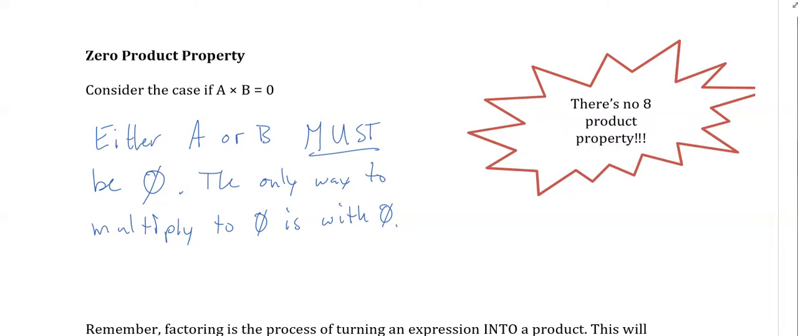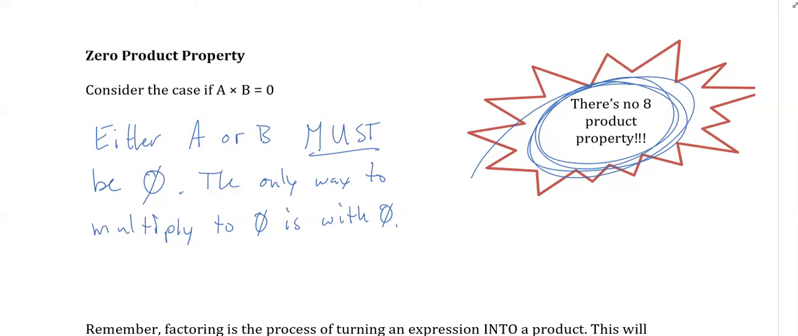And I have this big graphic over here: there's no 8 product property. And I have it because there's this question that came up in a class years ago where a whole bunch of people tried to do the same thing, but for 8. So like if this times this is 8, then either this is 8 or this is 8? No. What about 2 times 4? If it's not equal to 0, we don't know anything. This is a big deal because it's a common mistake.